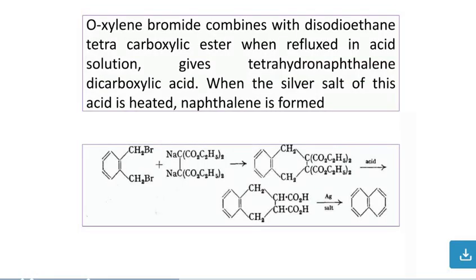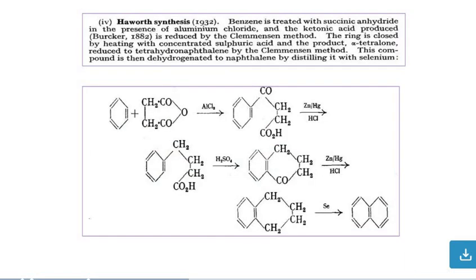Now, orthoxylene bromide combined with the disodium ethane tetracarboxylic ester, when refluxed in acid solution, gives tetrahydronaphthalene dicarboxylic acid. When the silver salt of this acid is heated, naphthalene is formed. Look at here, Howard synthesis reaction scheme we can see.